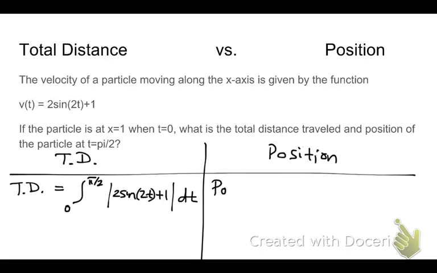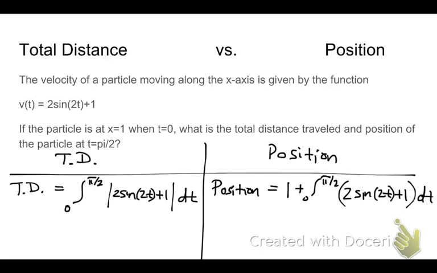For the position, remember that we get to use our initial condition. It says my initial condition is that x equals 1 when t equals 0. So we are starting at 1, plus the integral from 0 to pi over 2 of the function without absolute value. So just 2 sine of 2t plus 1 dt. So that's the setup of the integrals. If this was a calculator question, you could just really quickly plug it into your calculator.